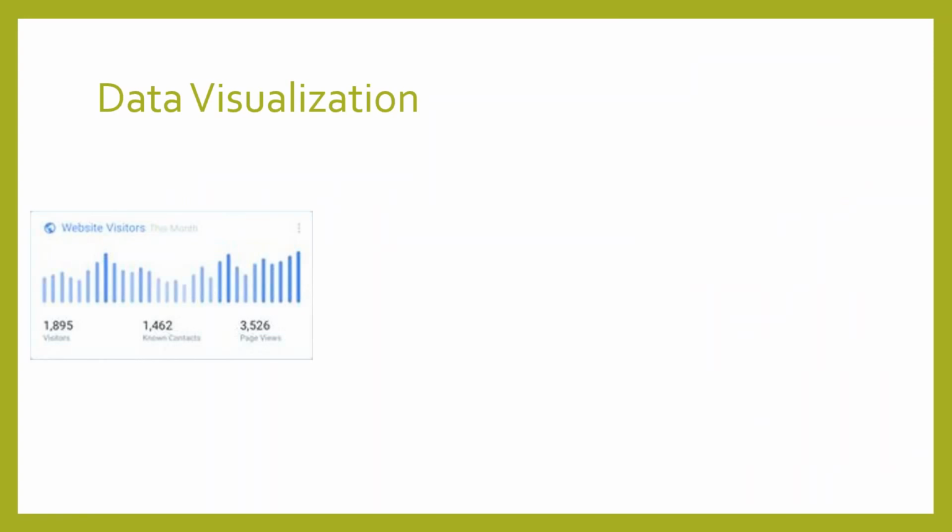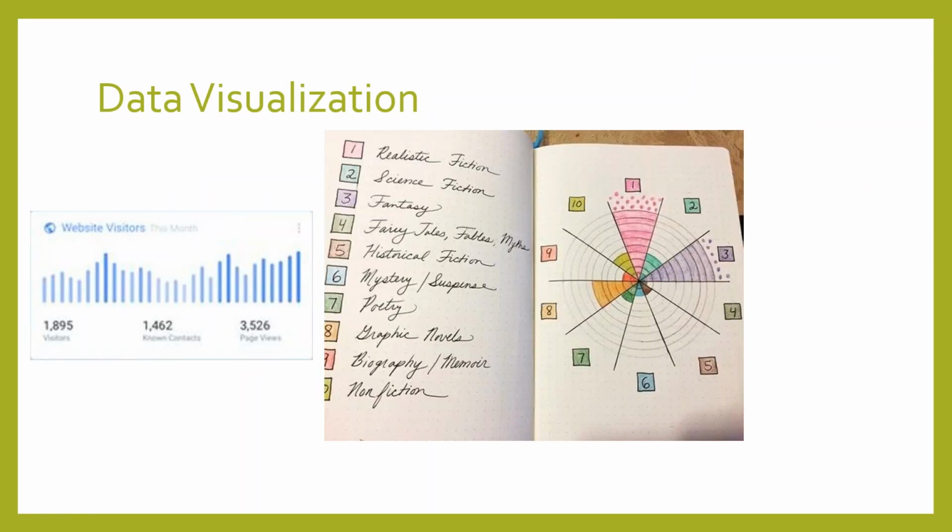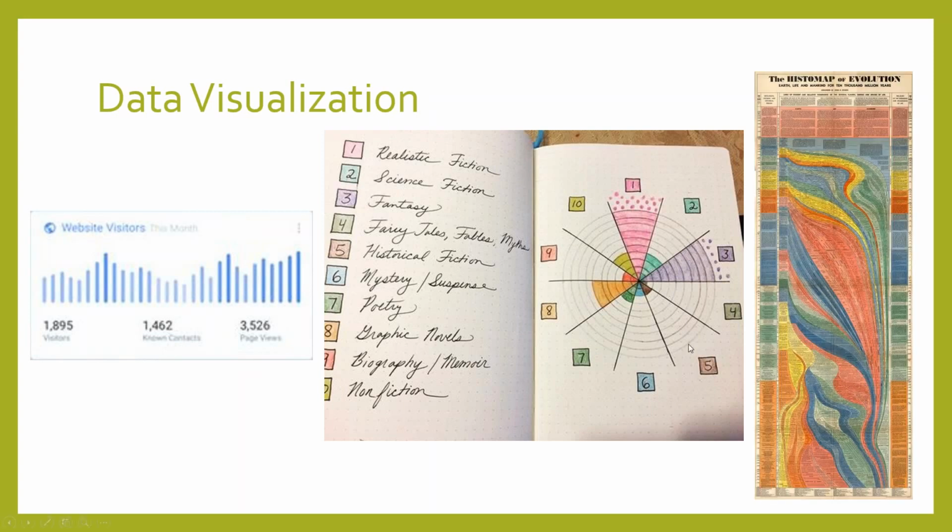So data visualization is something that most of us use on a daily basis, whether it's charts or graphs. This is a great example of someone who's keeping track of what kind of books they read. And so it's this very simple little chart where they color in the wedges based on how many books they've read in each category. Or it can be incredibly complex, like this histomap of evolution over the last 10,000 million years. So the degree of detail and complexity is really up to you. It depends on what it is that you're trying to do.